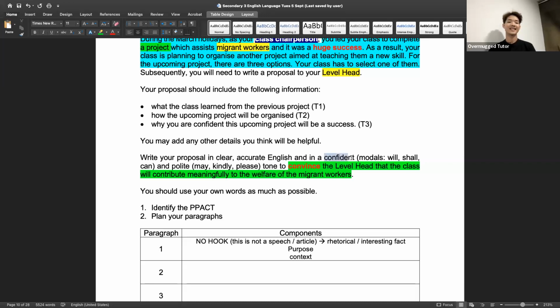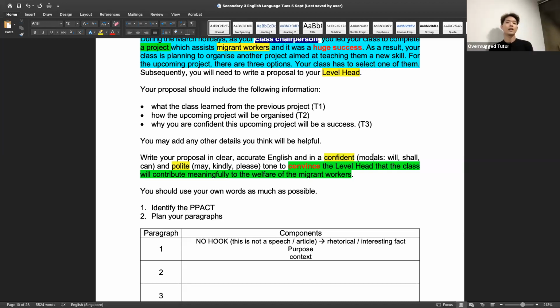Oh, here's the answer. Okay, so the tone is confident tone, as well as polite tone. And how do you demonstrate it? You will use modals like will, shall, and can. Because these modals have almost 100% certainty that whatever you say is probably going to happen. So you say this project will produce a certain type of result. Then there is some sort of confidence in that.